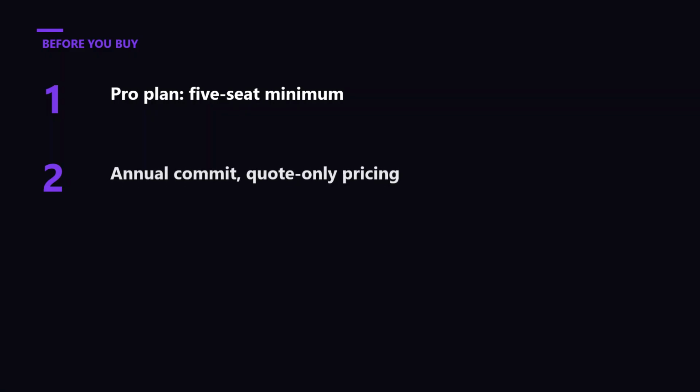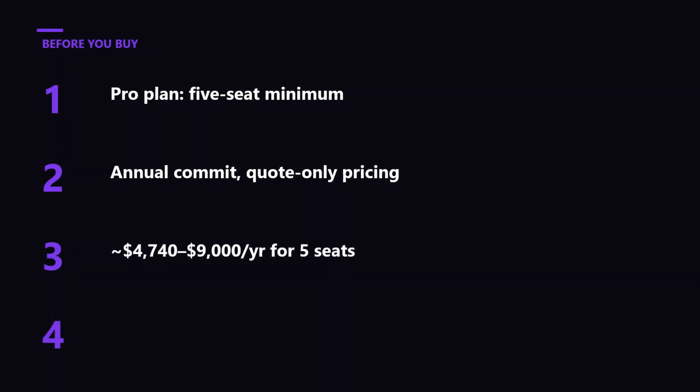Four things worth knowing before you buy in, all pulled straight from Seamless's own pricing page and customer-facing documentation. First, the Pro plan carries a 5-seat minimum, so the smallest team you can actually price is 5 licenses, never 1. Second, it's sold as an annual commitment with quote-only pricing. There is no public sticker figure to check against. Every price is negotiated one-on-one with sales. Third, reported annual spend for that 5-seat floor runs roughly $4,740 to $9,000 a year, depending on how the deal closes.